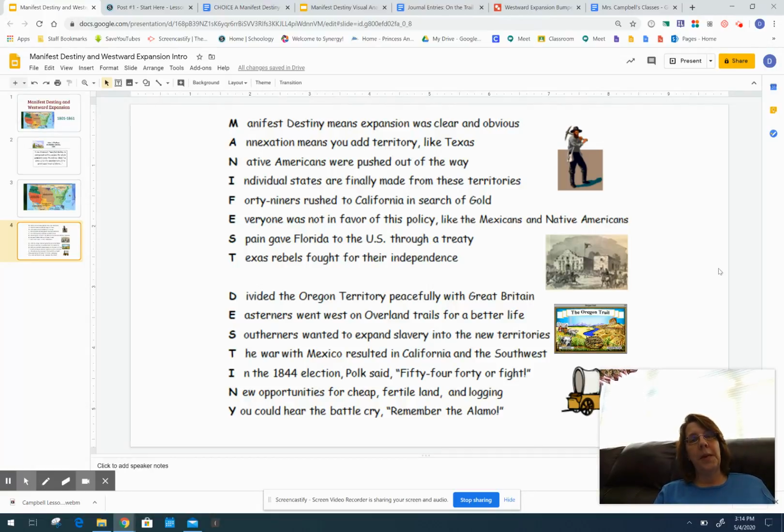Southerners wanted to expand slavery into the new territories. The war with Mexico resulted in California in the Southwest. In the 1844 election, Polk said 54, 40, or fight. New opportunities for cheap, fertile land and logging, and you could hear the battle cry, remember the Alamo.